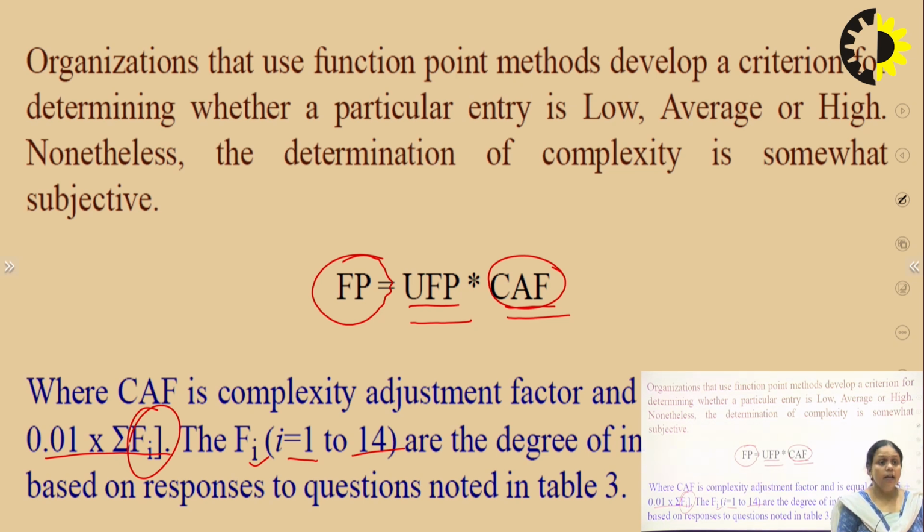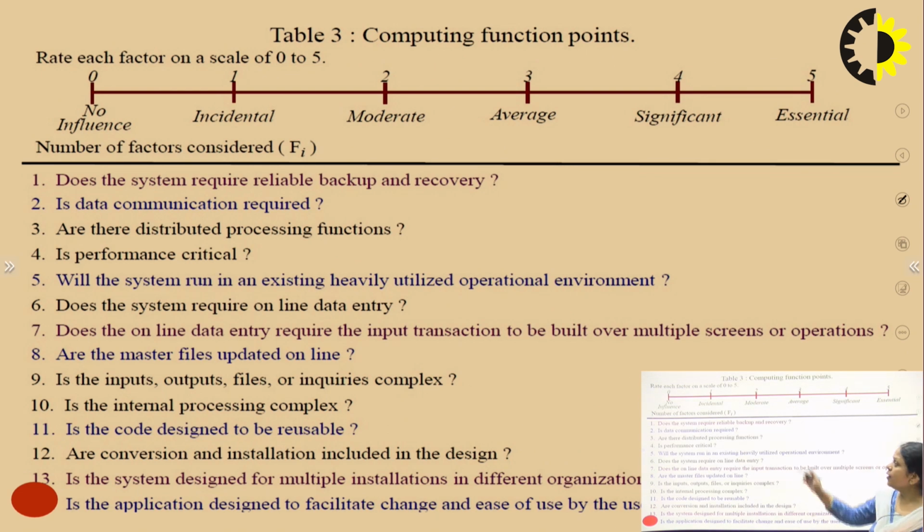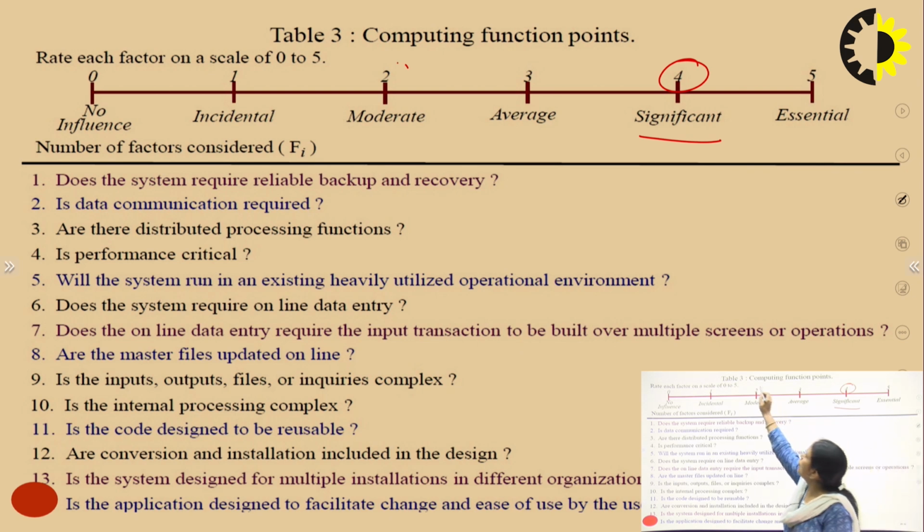So, we can see the questions here. You can see, these all are the 14 questions. For example, the first question is, does the system require reliable backup and recovery? If this is a requirement of our system, highly required, then we can say that the value will be significant, and the value will be 4 for F1. Fine. F2 is, are data communications required? If it is required moderately, then the value of F2 will be 2. So, in this way, we can calculate all the values of Fi with the help of these questions.